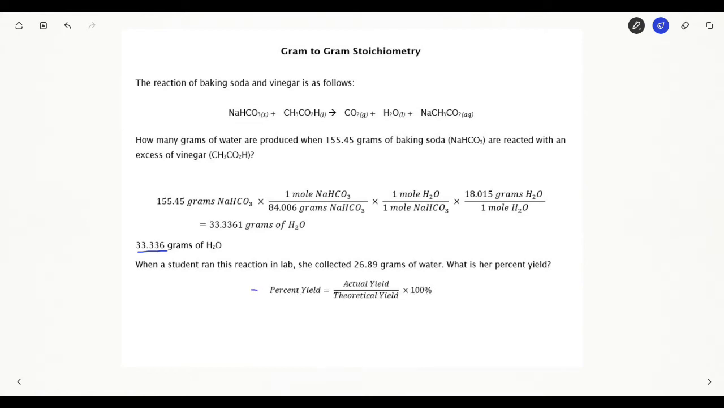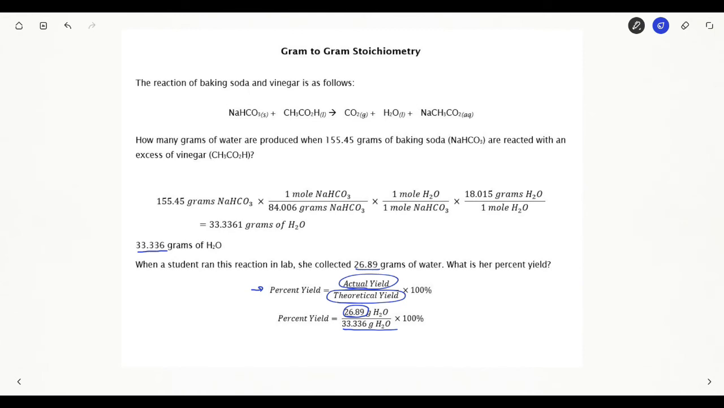Here again is the equation for percent yield. Our actual yield is what the student actually produced in lab. Our theoretical yield is what we calculate using stoichiometry. So our numbers for this are the 26.89 grams of water from our problem here. Our theoretical yield we get from our stoichiometric calculation, 33.336 grams of water.